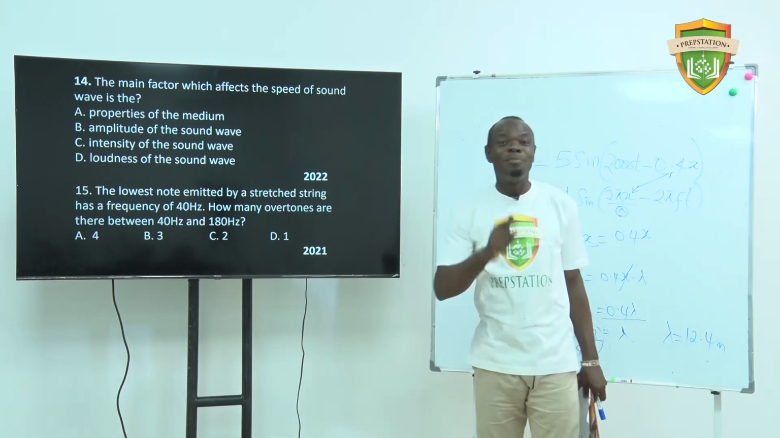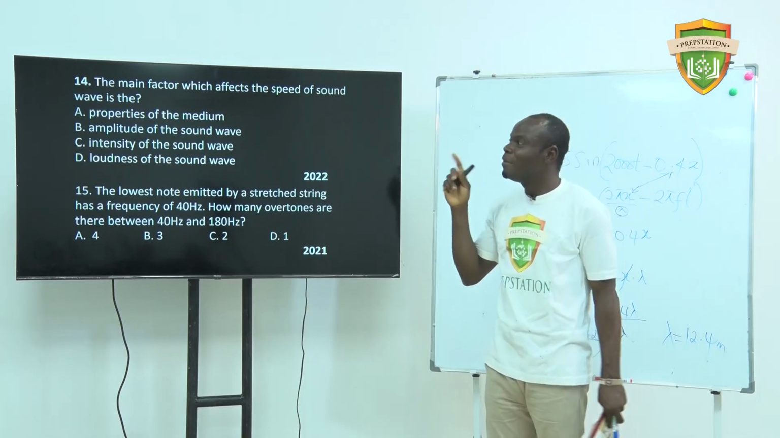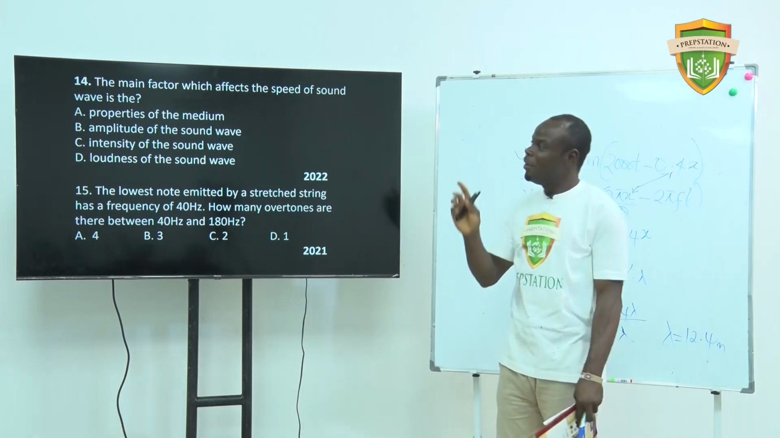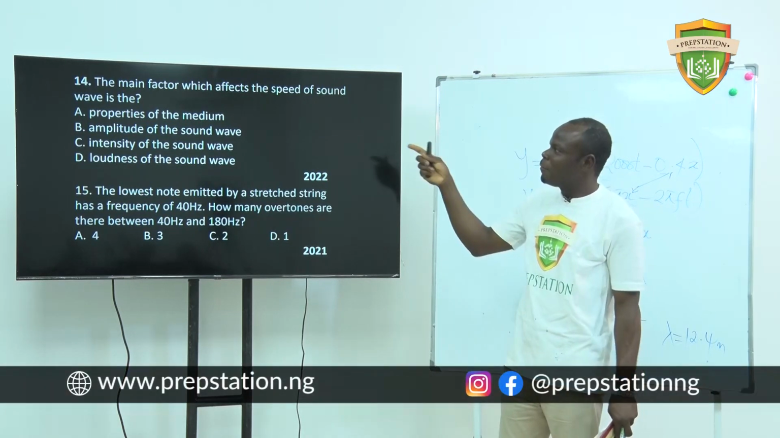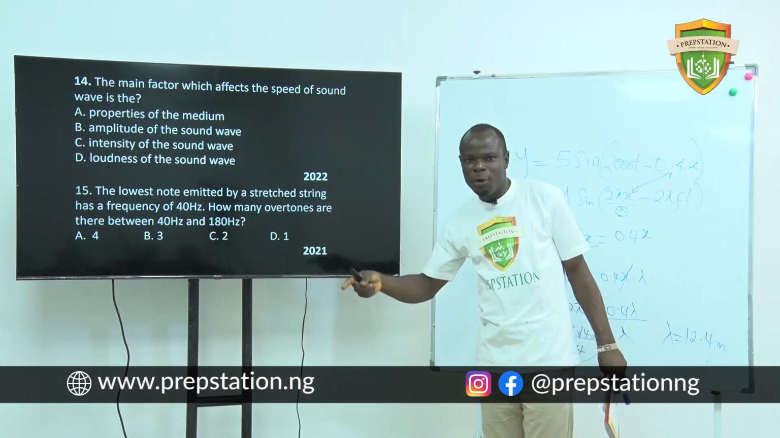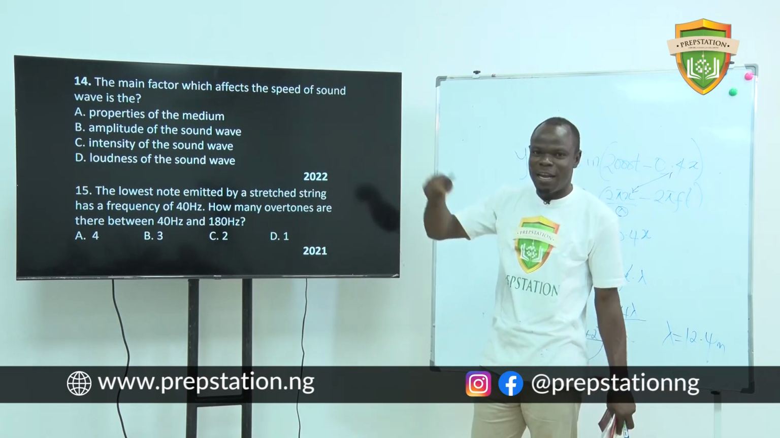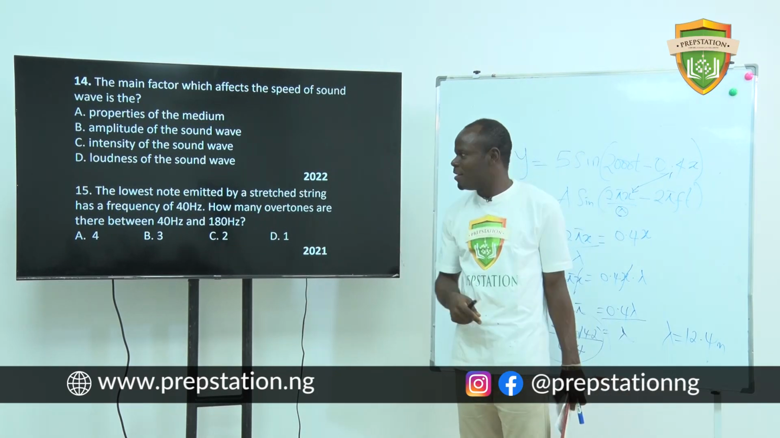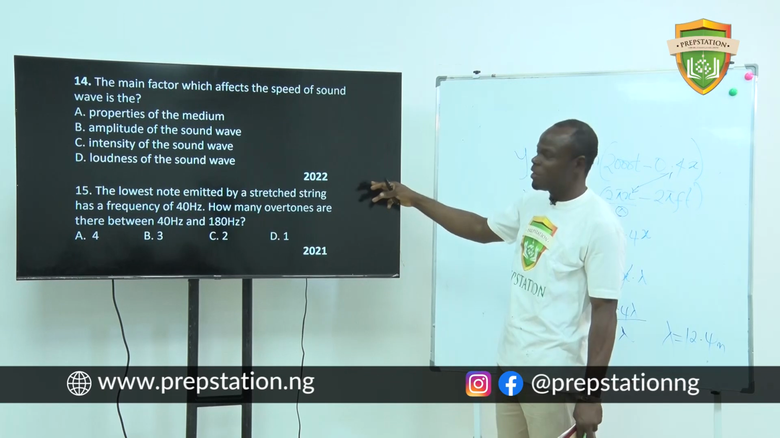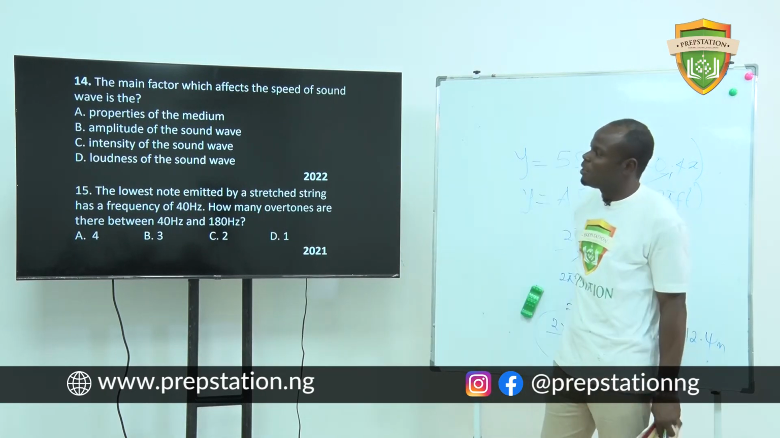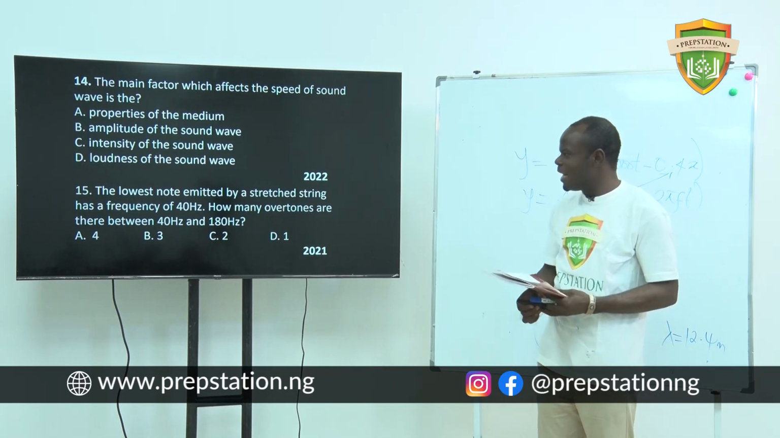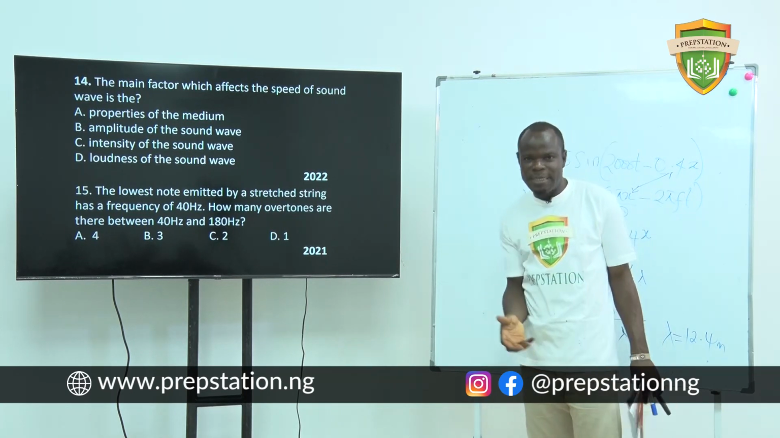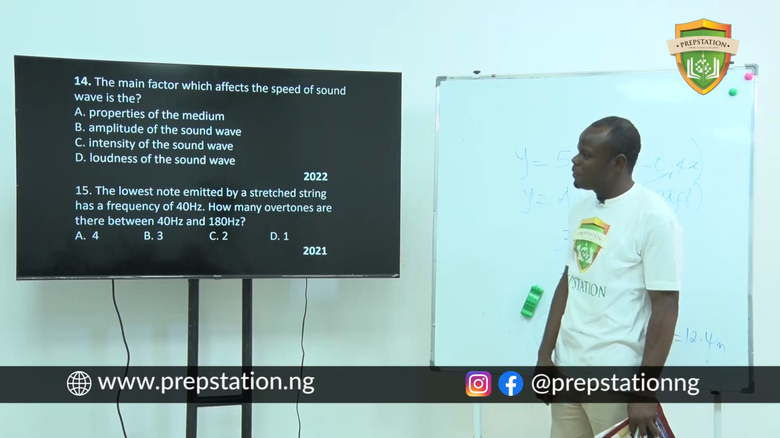A. It is the properties of the medium you are dealing with. Because each property differs, you can play the same sound from different materials, and one will go further than the other because of the property it has. So 2022, this question is a recent one. The correct option is what? Is A. So we're going to be taking the last question for this segment, and that's question 15.